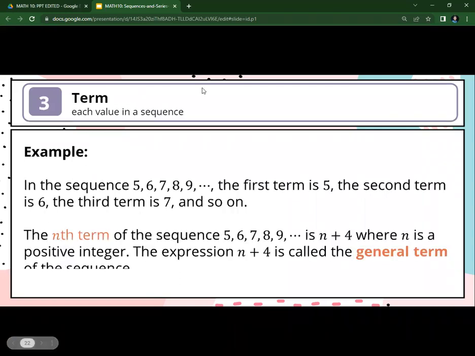So next naman natin is what we call the term. So pag sinabi po nating term, it is what we call the value in the sequence. Okay? So just like this, we have the sequence 5, 6, 7, 8, 9. Now the term here, 5 is the first term, 6 is the second term, the third term is 7, fourth term is 8, and the fifth term is 9. So those are the terms.